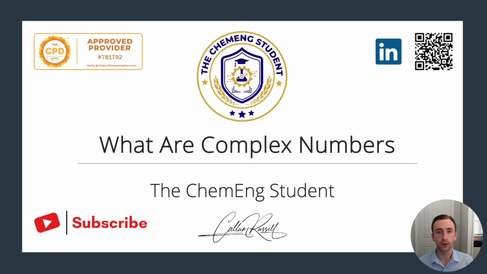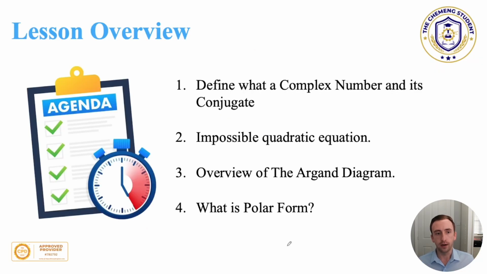In this lesson we're going to take a look at what complex numbers are and how they are applicable to us as engineers. So if we just take a quick look at the overview, we are first going to look at what a complex number actually is, along with what's called its conjugate. We'll then look at how to solve what would necessarily be deemed an impossible quadratic equation. We'll then take a look at what we call the Argand diagram, and then we'll finish this off with looking at what's called polar form. All of these are critical elements in the understanding and applications of complex numbers.